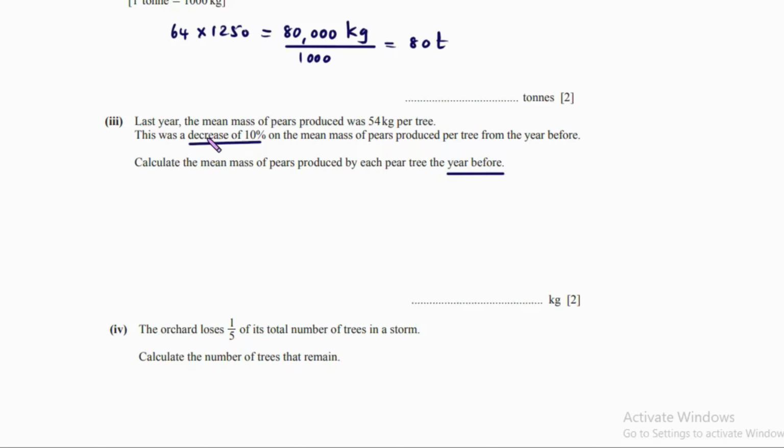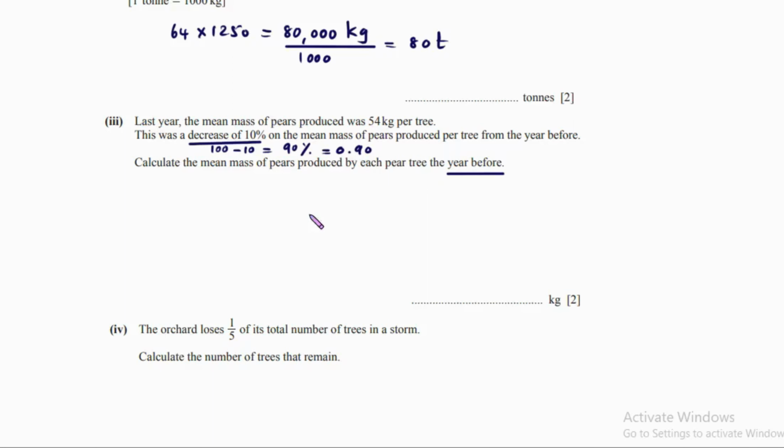Now in this case, we know that there is a decrease of 10%, which means the original is considered as 100. I need to deduct this 10. That is because it's a decrease. If it's an increase, I need to add a 10. So when I deduct it, I get 90%. I first need to write this 90% as a decimal. To convert a percentage into a decimal, I need to divide it by 100. So this becomes 0.90. So this will be that multiplier.